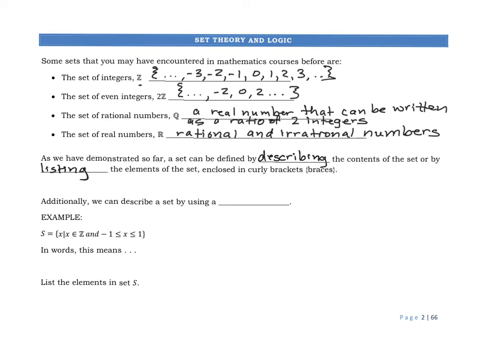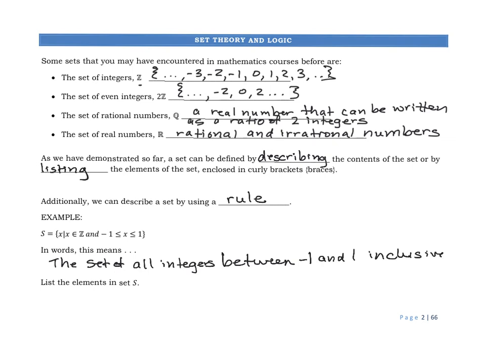Okay, so additionally we can describe a set by using a rule. And here's some examples. I have the set S would be X such that X is an element of the integers and it is between -1 and 1 inclusive. So that would be the set of all integers between -1 and 1, inclusive.